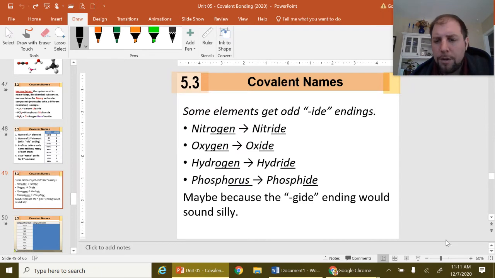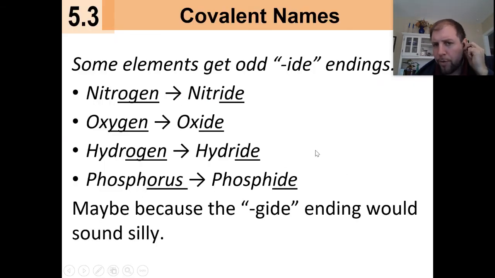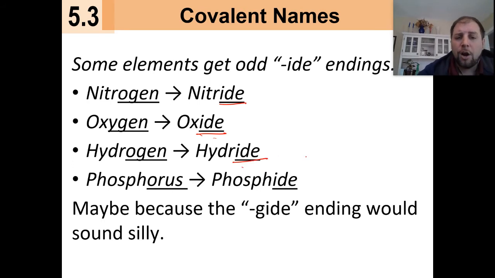All right, now again, you pretty much just erase the last syllable and replace it with IDE for that second element in there. Okay, but some of them get slightly odd endings, like nitrogen is not nitrogide, it's nitride. Okay, nitride. All right, oxygen is not oxygide, it's oxide. Hydrogen is hydride. All right, maybe because the IDE ending sounded weird, so they just changed it slightly. I don't know where these things come from, right? But they're rules that everyone follows.